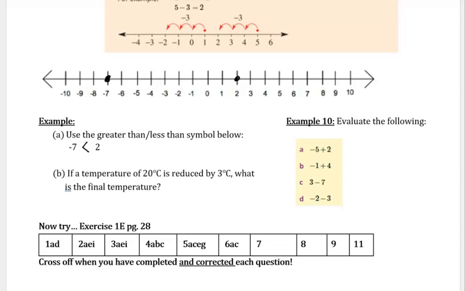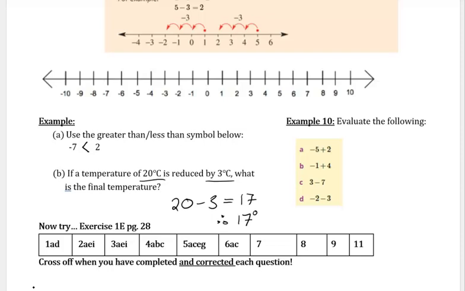If the temperature of 20 degrees Celsius is reduced by 3 degrees, so we have a starting temperature of 20 and it's reduced by 3 degrees, that means we're going to take away 3 degrees, or we're adding the negativity of 3 degrees. So what's the final temp? 20 minus 3 is 17. Therefore, the temp, and this is where we put the degrees back on, is when we get to the therefore.